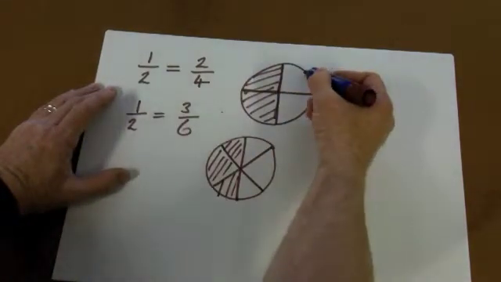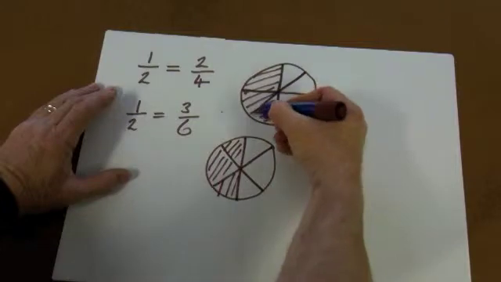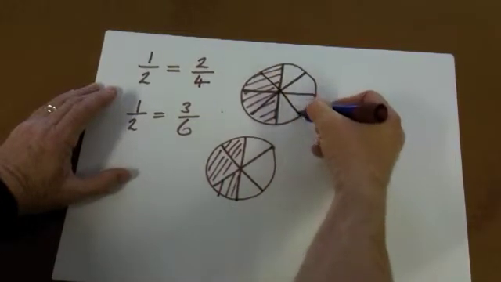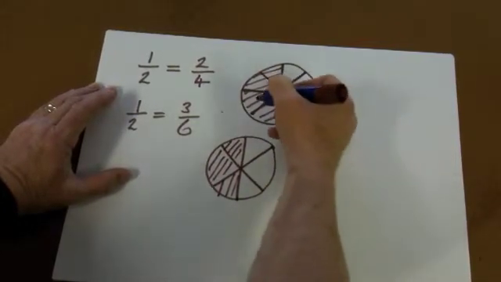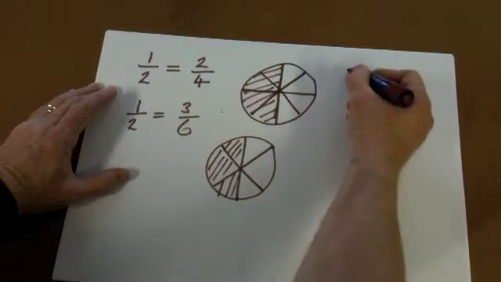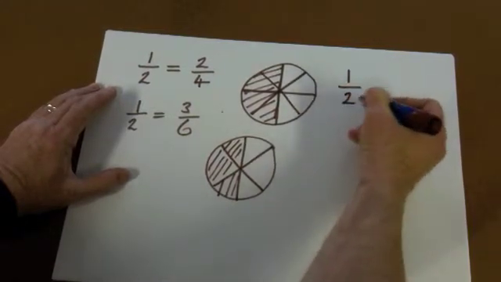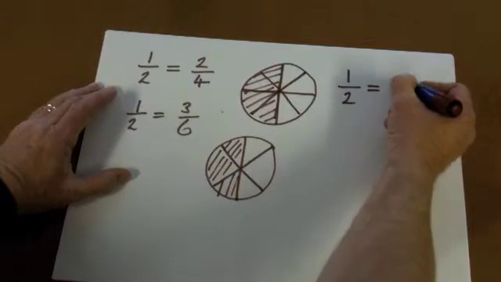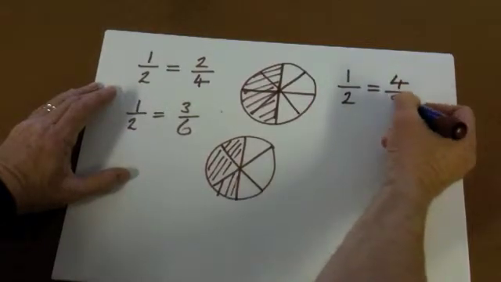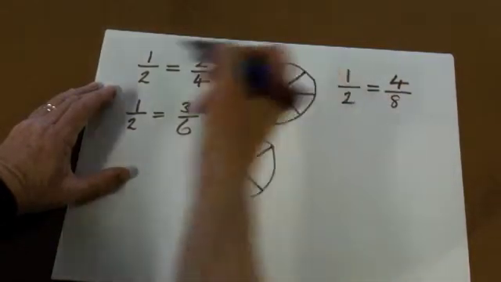Here's another one. We could split these 4/4 into 1, 2, 3, 4, 5, 6, 7, 8 eighths. And you can see that a half is the same thing as 4/8. 1, 2, 3, 4.